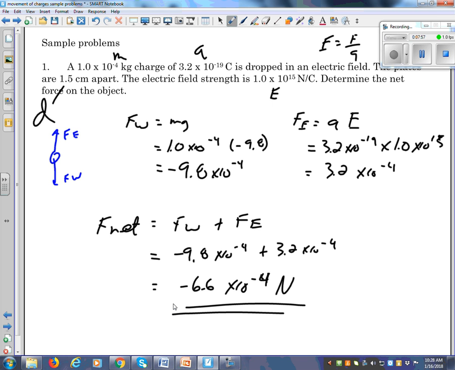Notice one other thing here too. Did we use that 1.5 centimeters? No. They threw that in as a distractor. Okay? And it happens from time to time, so don't freak out if you've got a leftover part. That make sense? Am I good?